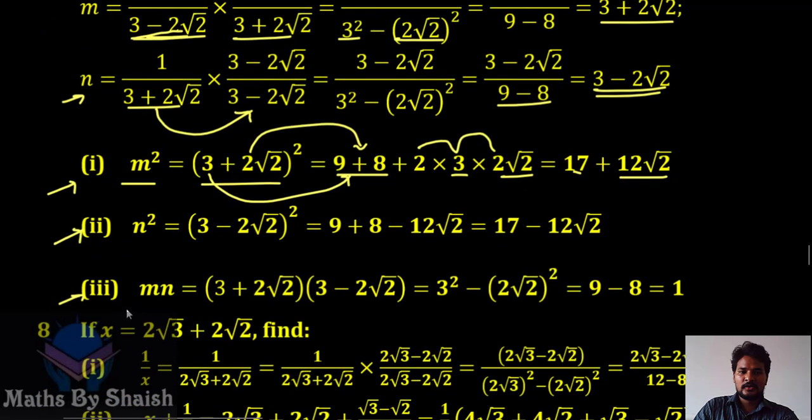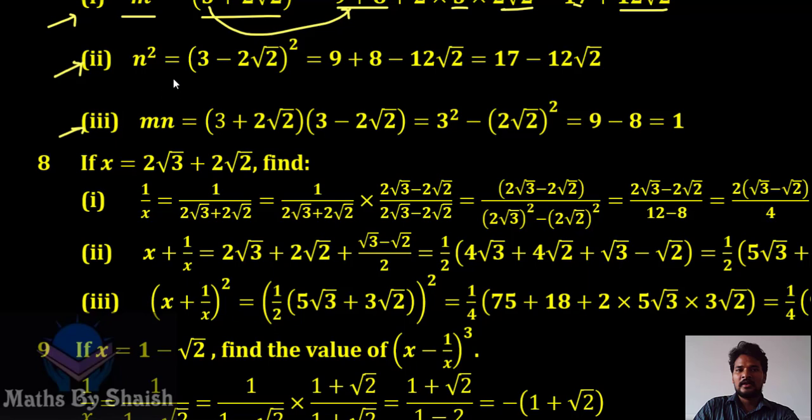And similarly n square is 3 minus 2 root 2 whole square, because this is what we got as n by rationalizing the denominator. We take the square, again a minus b whole square. 3 square is 9, 2 root 2 square is 8, and minus 2 times 3 into 2 into root 2 is minus 12 root 2. That is going to be 17 minus 12 root 2.